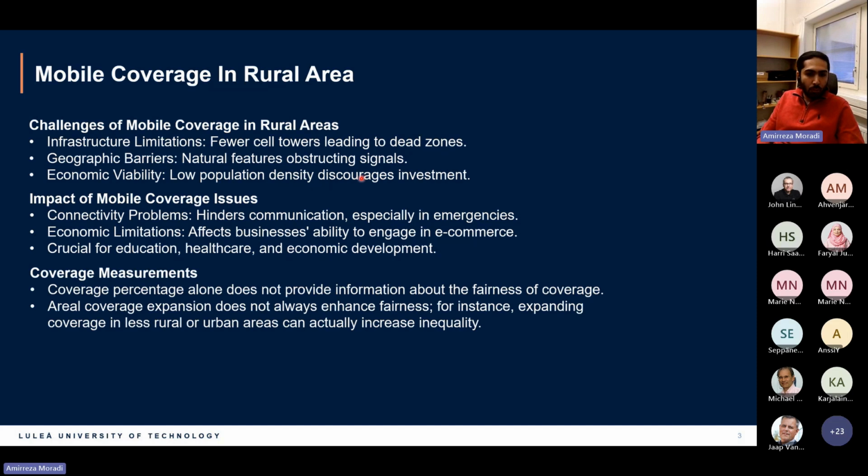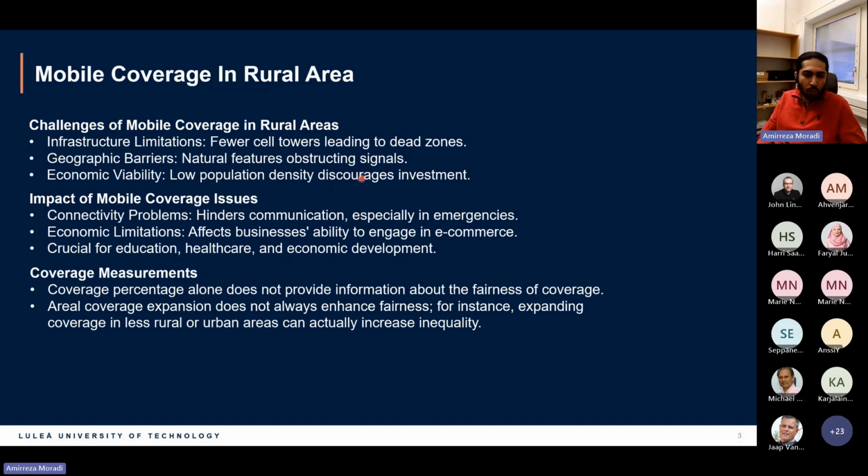The first thing to bridge this divide is to install more base stations. But first we have to look at how to measure this coverage. Usually, operators measure coverage by percentage. That means they count how much area of the country has access, and they divide it by the whole area, and then we have a coverage percentage.